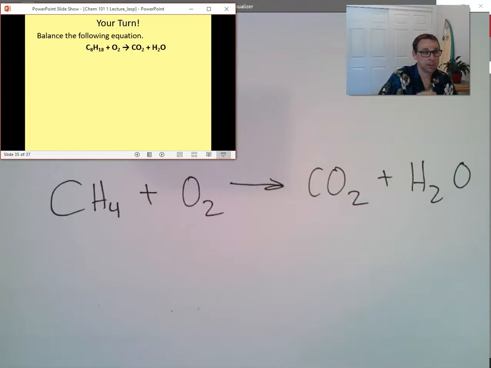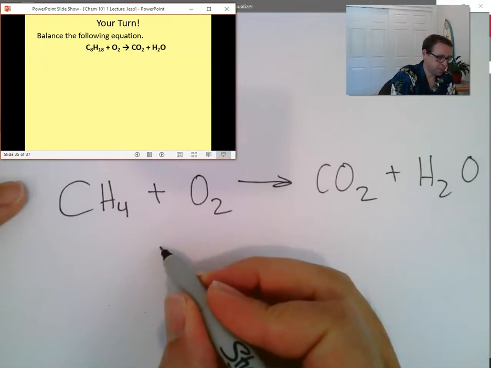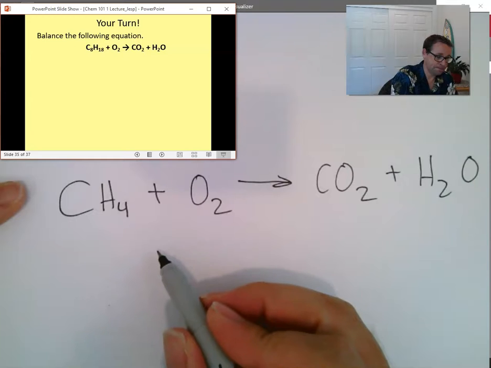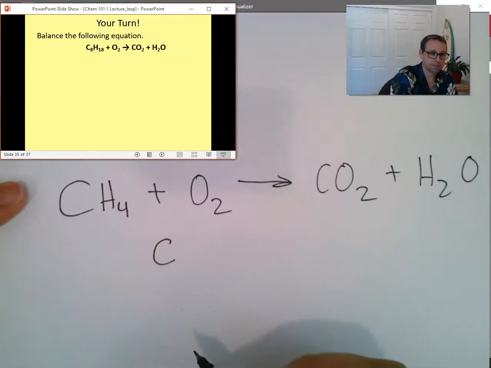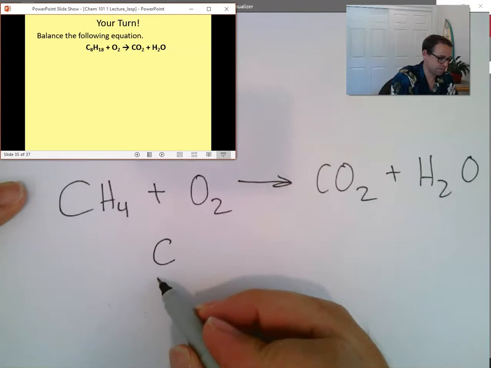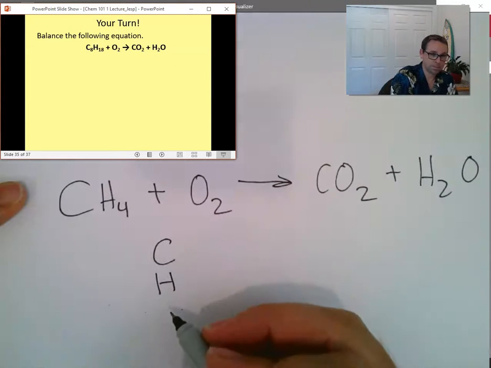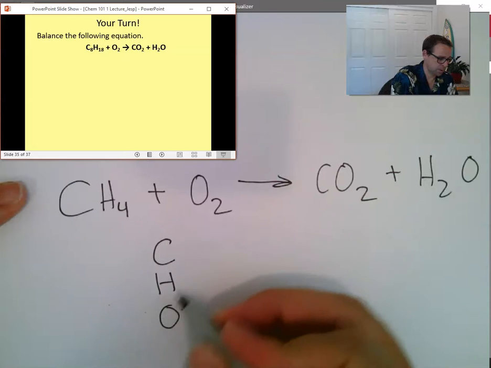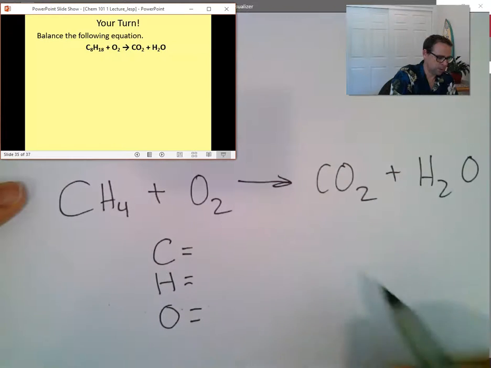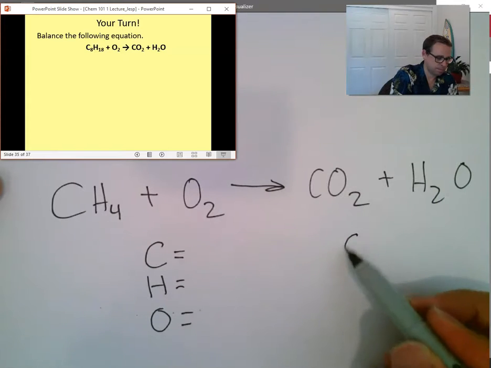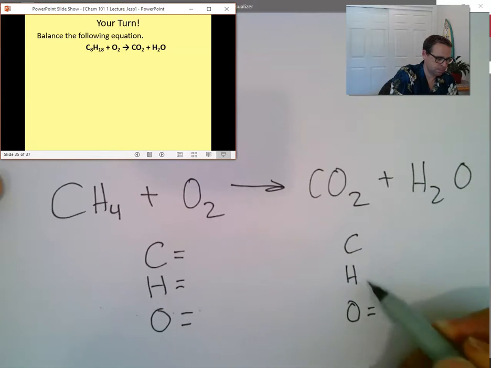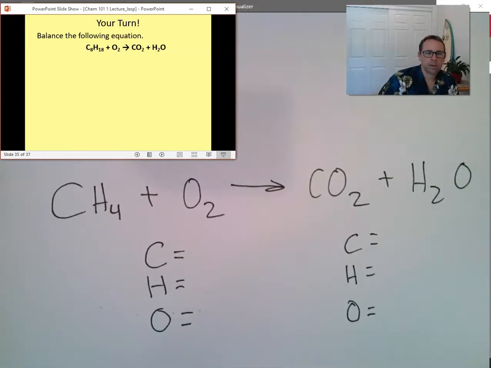We need to get another oxygen. Well, first, we make a list of the elements on each side, right? So what elements are on the left? Carbon, hydrogen, oxygen. All right, very good. And on the right side, hopefully it's the same. Is it the same on the right side? Yes. Carbon, oxygen, and hydrogen. Perfect.